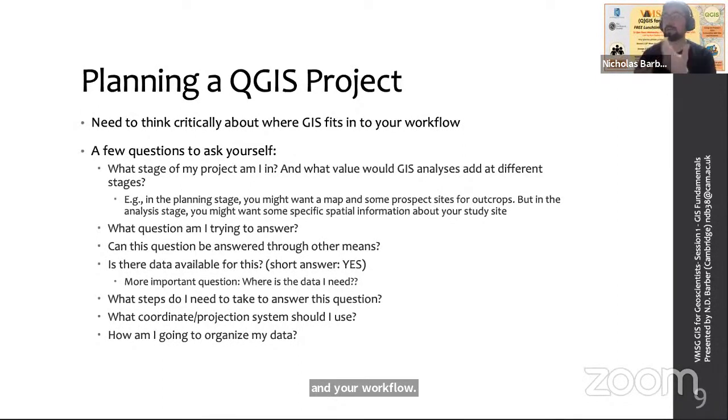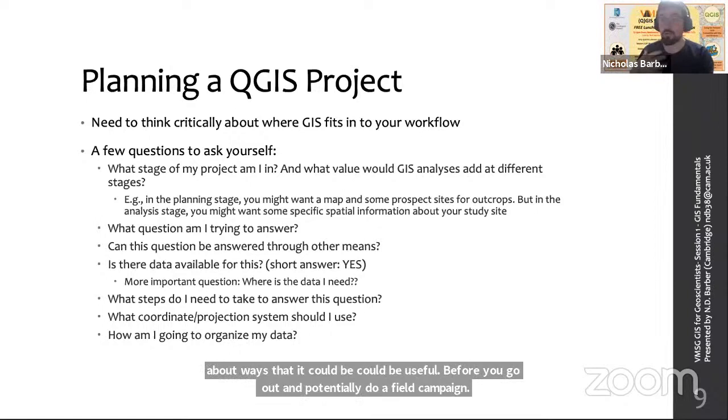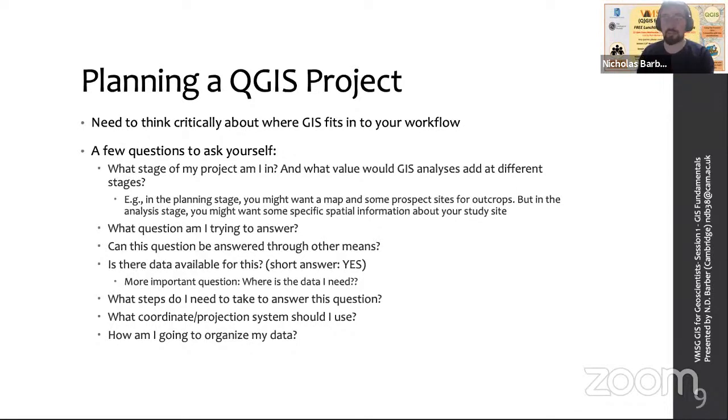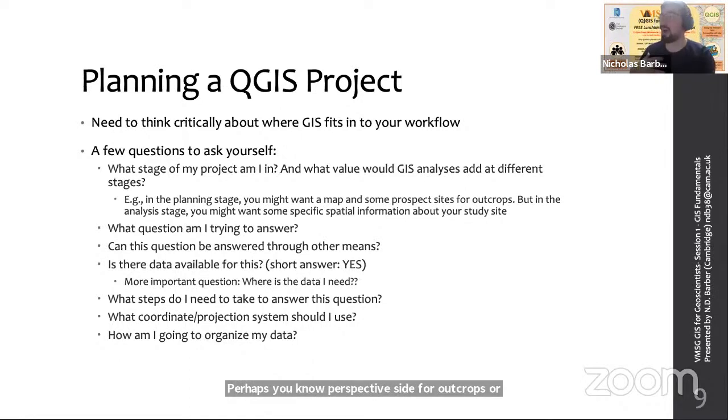And I give an example here about planning stages. So, I hope some of these kind of ring some bells for you about ways that it could be useful. Before you go out and potentially do a field campaign, it's very useful to go through GIS, pull in some data sets, and try to plan perhaps prospective sites for outcrops or prospective locations you're going to fly a drone to monitor a volcano.